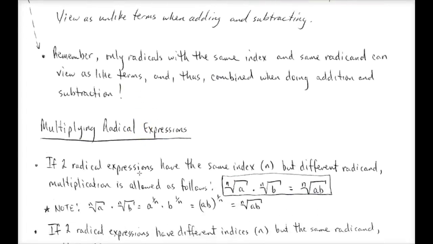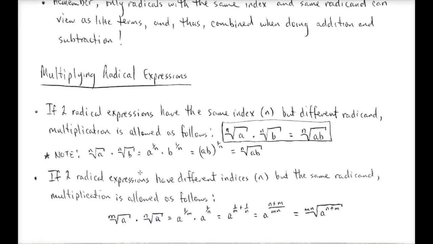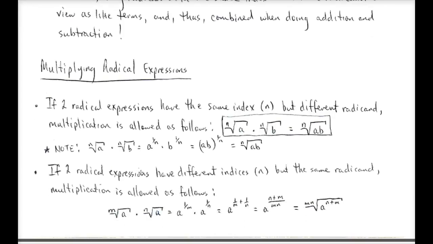Now, whenever we multiply radical expressions, we can multiply them as long as they have the same index. Meaning if I take square root of 2 and I want to multiply that times square root of 6, I can combine that to be square root of 12. However, if I had cube root of 2 times square root of 6, I cannot multiply these together just yet.